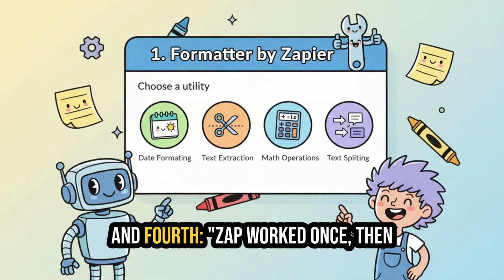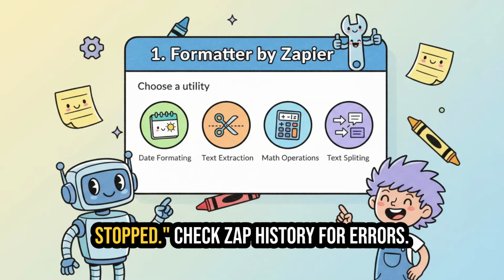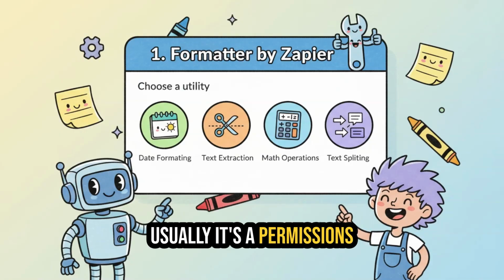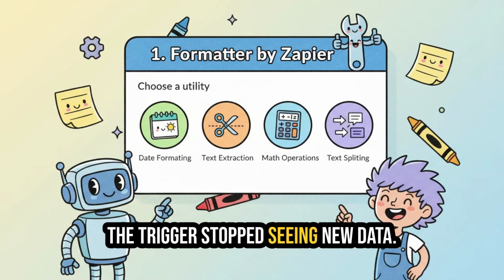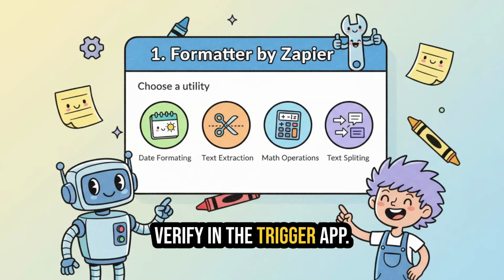And fourth, Zap worked once, then stopped. Check Zap History for errors. Usually it's a permissions issue. Reconnect your account, or the trigger stopped seeing new data. Verify in the trigger app.